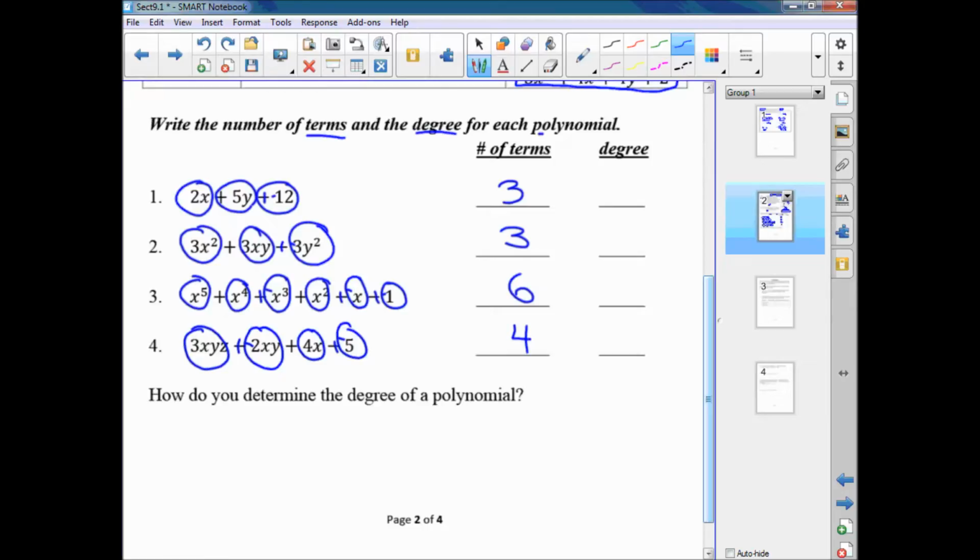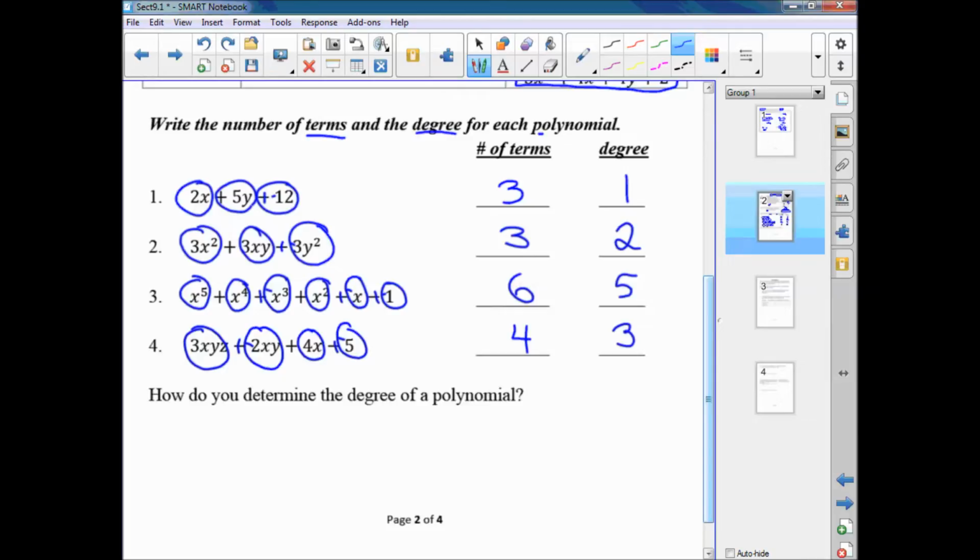That leaves us with finding the degree. Our first one has a degree of 1. Our second one has a degree of 2. Our third one has a degree of 5. And our fourth one has a degree of 3. Pause the video here for a second. I want you to look through these and see if you can figure out where these numbers 1, 2, 5, and 3 came from based on the polynomials that I was talking about.